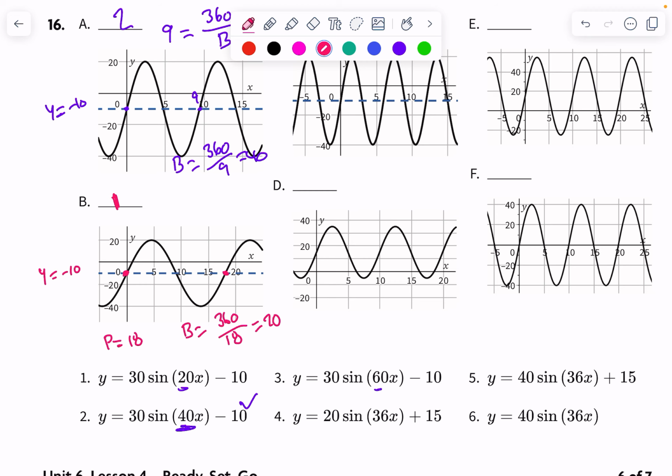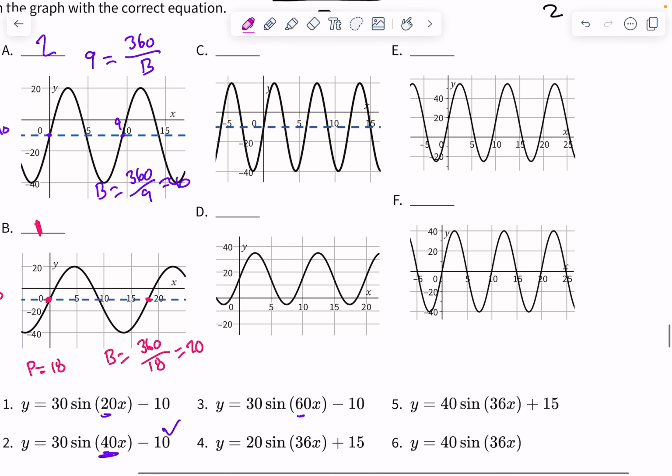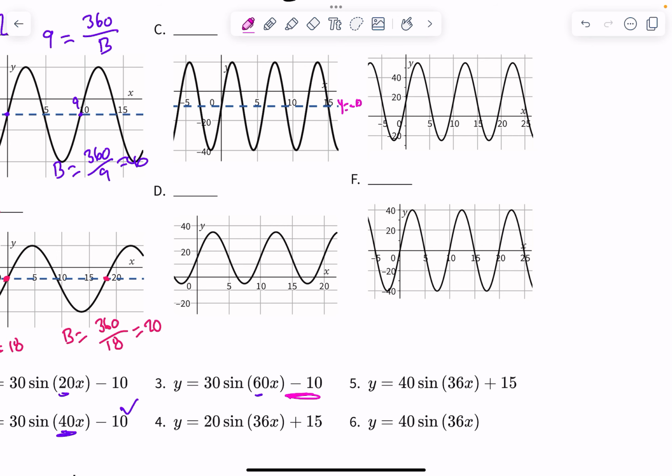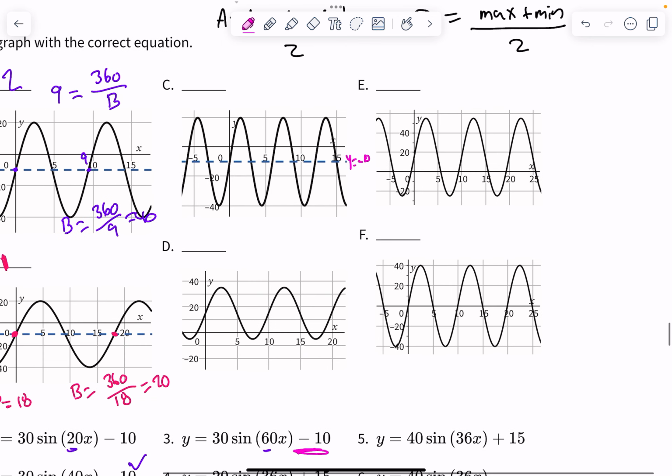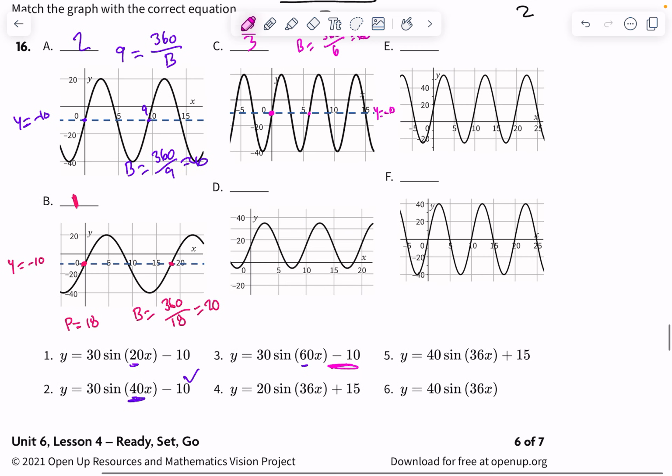Okay. Let's go with letter C. This right here again looks like it's y equals negative 10. So by process of elimination, this is the only one that has a negative 10 there. Let's do it to be more exact. My period goes from here up to there. I'll call that like 6. So then my B is equal to 360 over 6, and 360 over 6 is 60. So that works really well. So this is 3 right there.